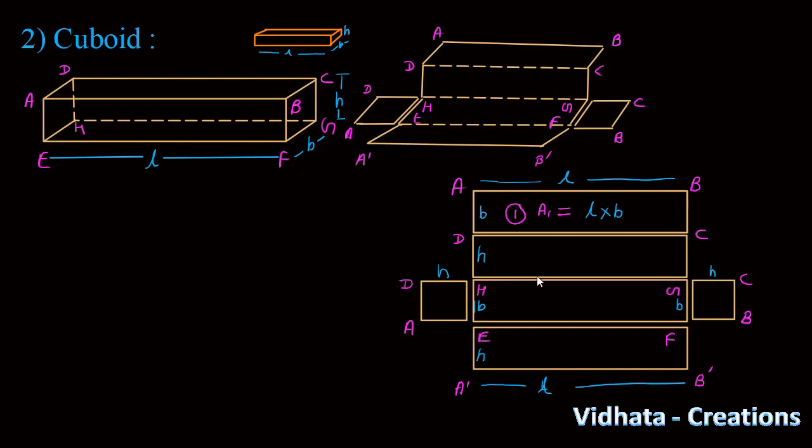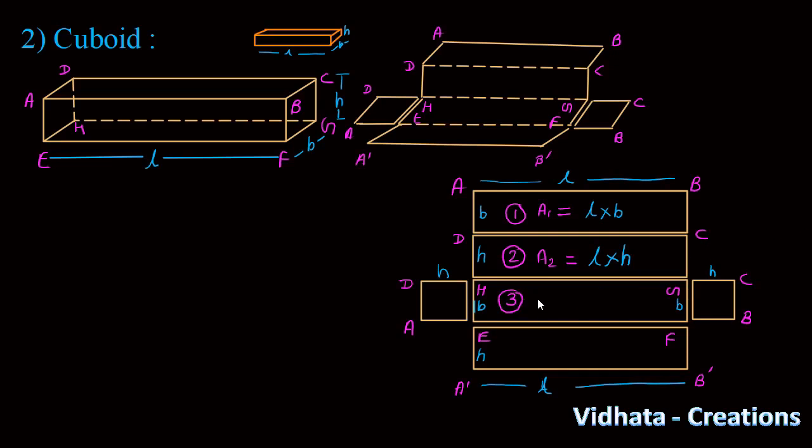What can you say about the area of this second rectangle? It has the length L, which is common, and the breadth is equal to the height. That's why area number 2, the area of DCGH, will be equal to this length L multiplied by height H. Likewise, how will you calculate the area of this base rectangle?